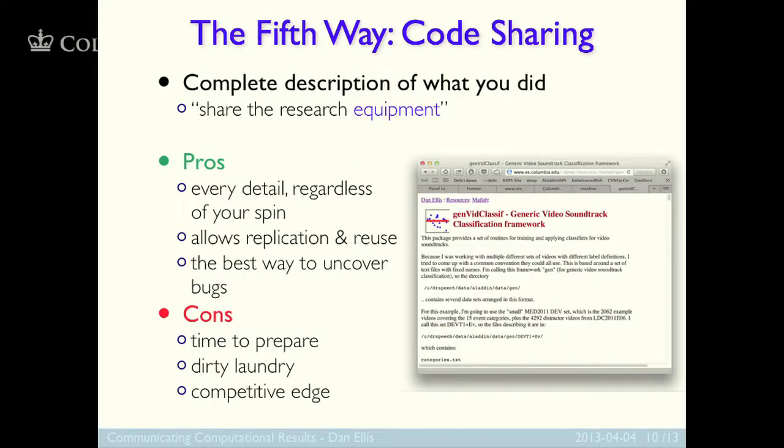So the fifth way is code sharing. If you've written some code and that's been the essence of your research, you can publish it online, just as we did for the video soundtrack analysis. And the nice thing about this compared to a traditional journal paper is that it is, by definition, a complete description of what you did. If the code can run and reproduce the results, then any question that someone has about how you did something, it's there. They can go and check the source.